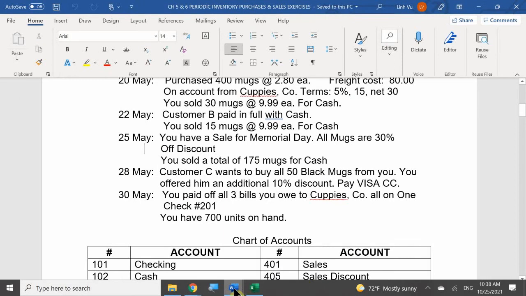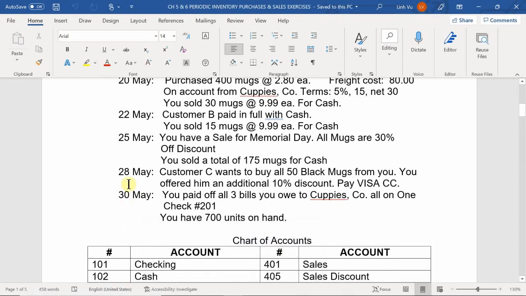So then let's see what happened next. So on May 30th, you have two things. You paid off all 3 bills that you owe to Cuppies Co. all on one check number 201. And second, you have a total of 700 units left on hand. So let's go ahead and do one thing at a time. Let's pay off the bills that we owe. We have a total of 3 bills, and we're going to pay it off with check number 201.